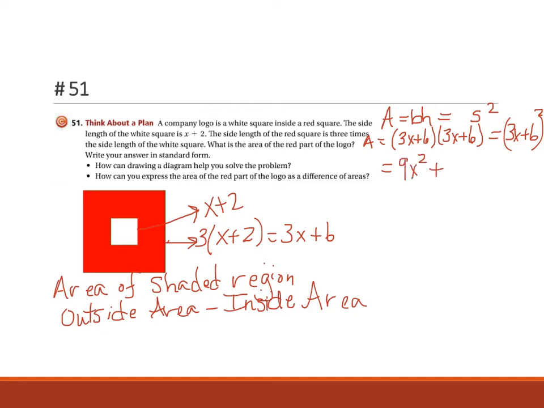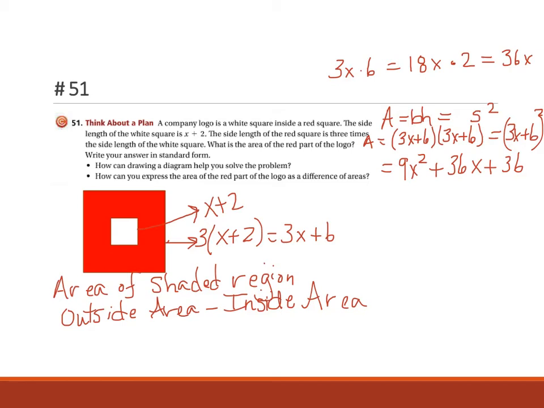Then we're going to multiply the two middle terms together. So I'll multiply it up here for you. 3x times 6, well, that's 18x. And then we're going to double that, or multiply it by 2, so that's 36x. So our middle term is 36x. And then we square the last term. Well, that's just a 6, and 6 squared is 36. So I know now that the area of the outside is 9x squared plus 36x plus 36.